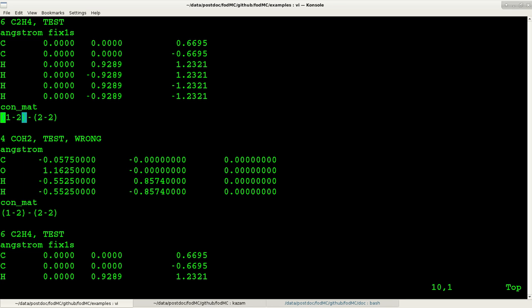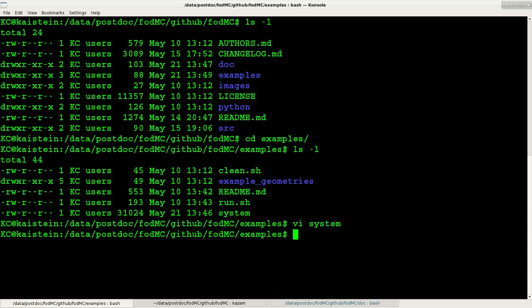In the first parentheses, we have the atomic indices, in this case 1 and 2. So this describes a bond between atom 1 and atom 2. And after the minus sign, in parentheses, we have the bond pattern, which is 2 up and 2 down FODs. So this is the double bond that we need in C2H4.